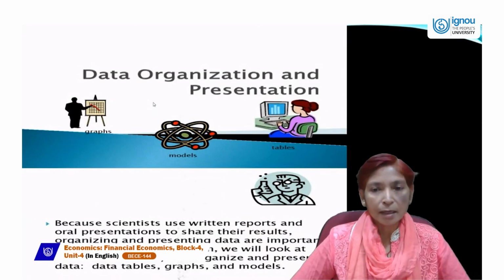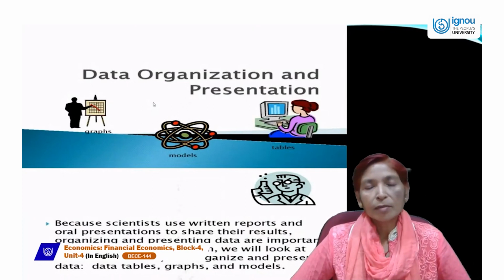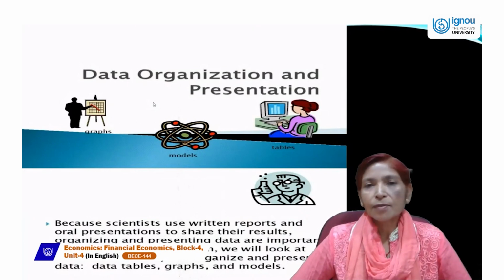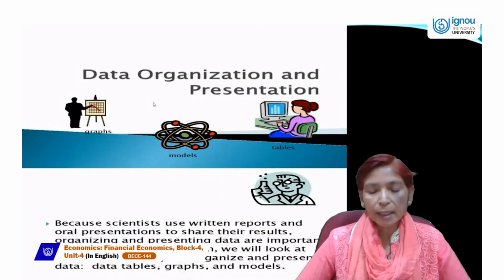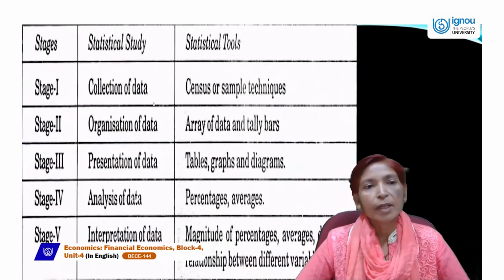One is data tables. Second is graphs. We can draw graphs like bar graph, pie chart, line graph, histogram, polygon, frequency curve. So many graphs we can draw, and models. So data organization and presentation include these three things: data tables, graphs and models.